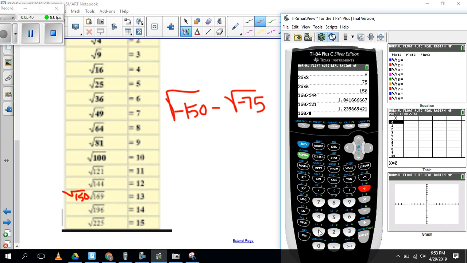150 divided by 100. A lot of people like to skip and they make mistakes. Still got a decimal, so we keep going up. 150 divided by 81. We get a decimal. 150 divided by 64, and we get a decimal. 150 divided by 49, and we should still get a decimal. Then we try 150 divided by 25.